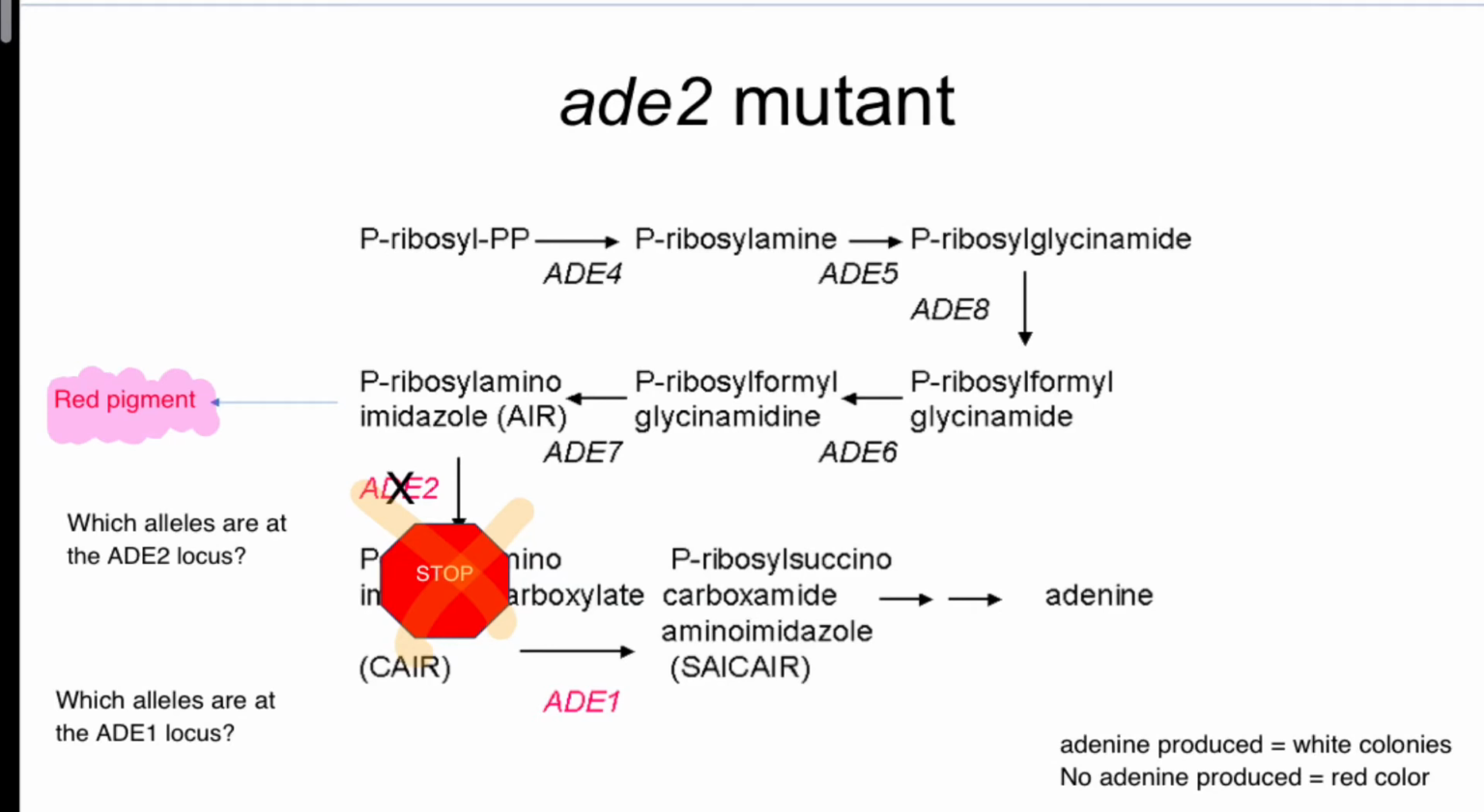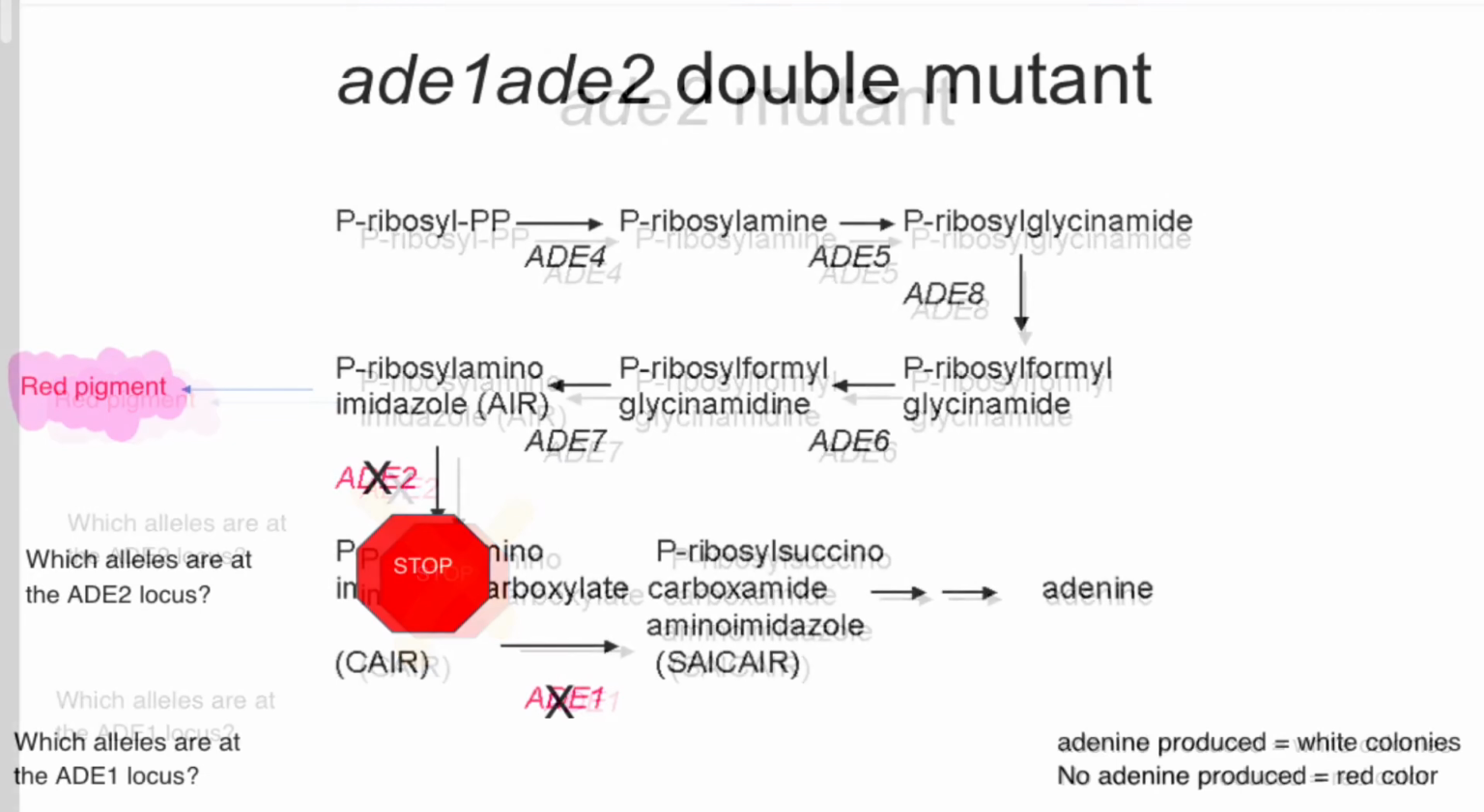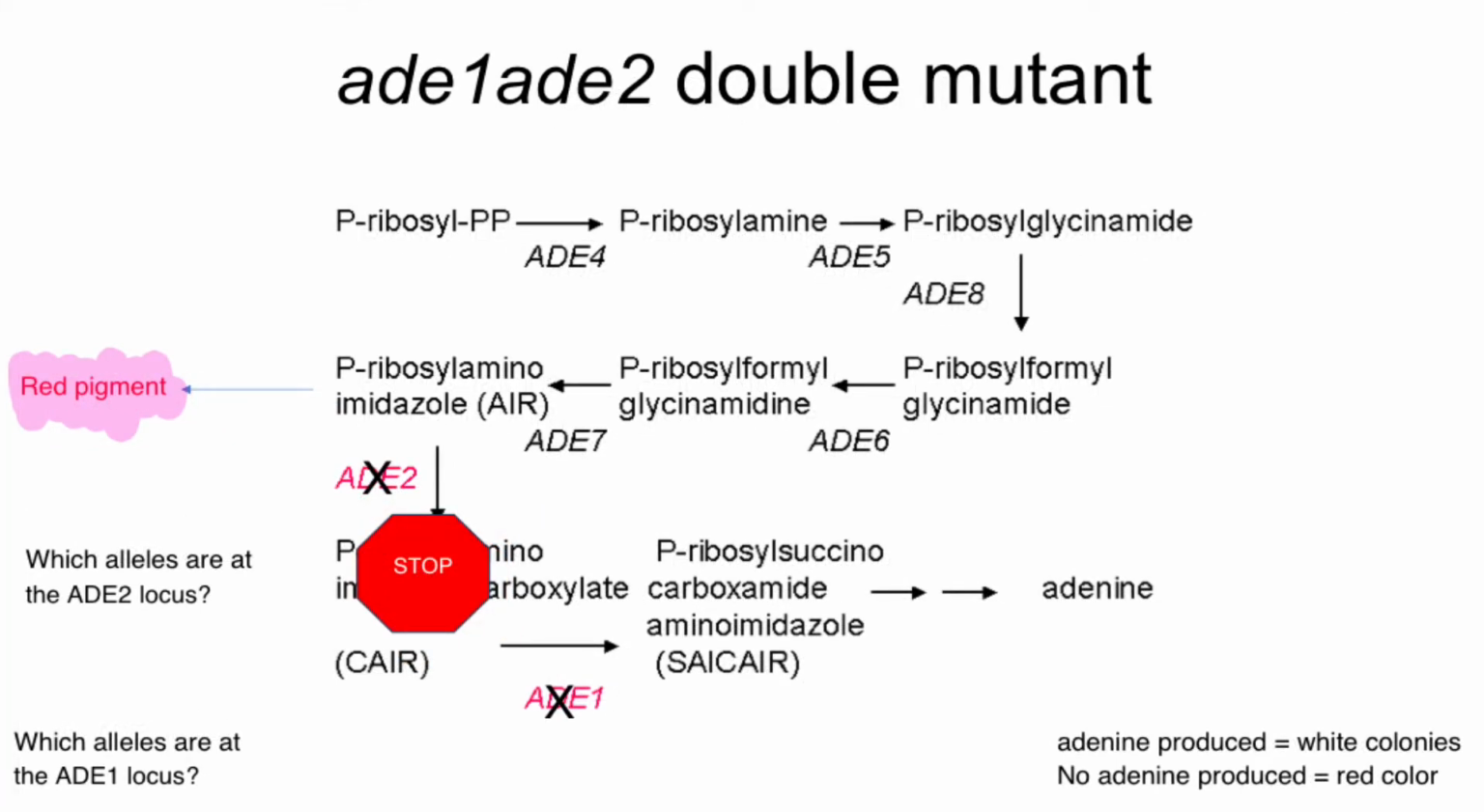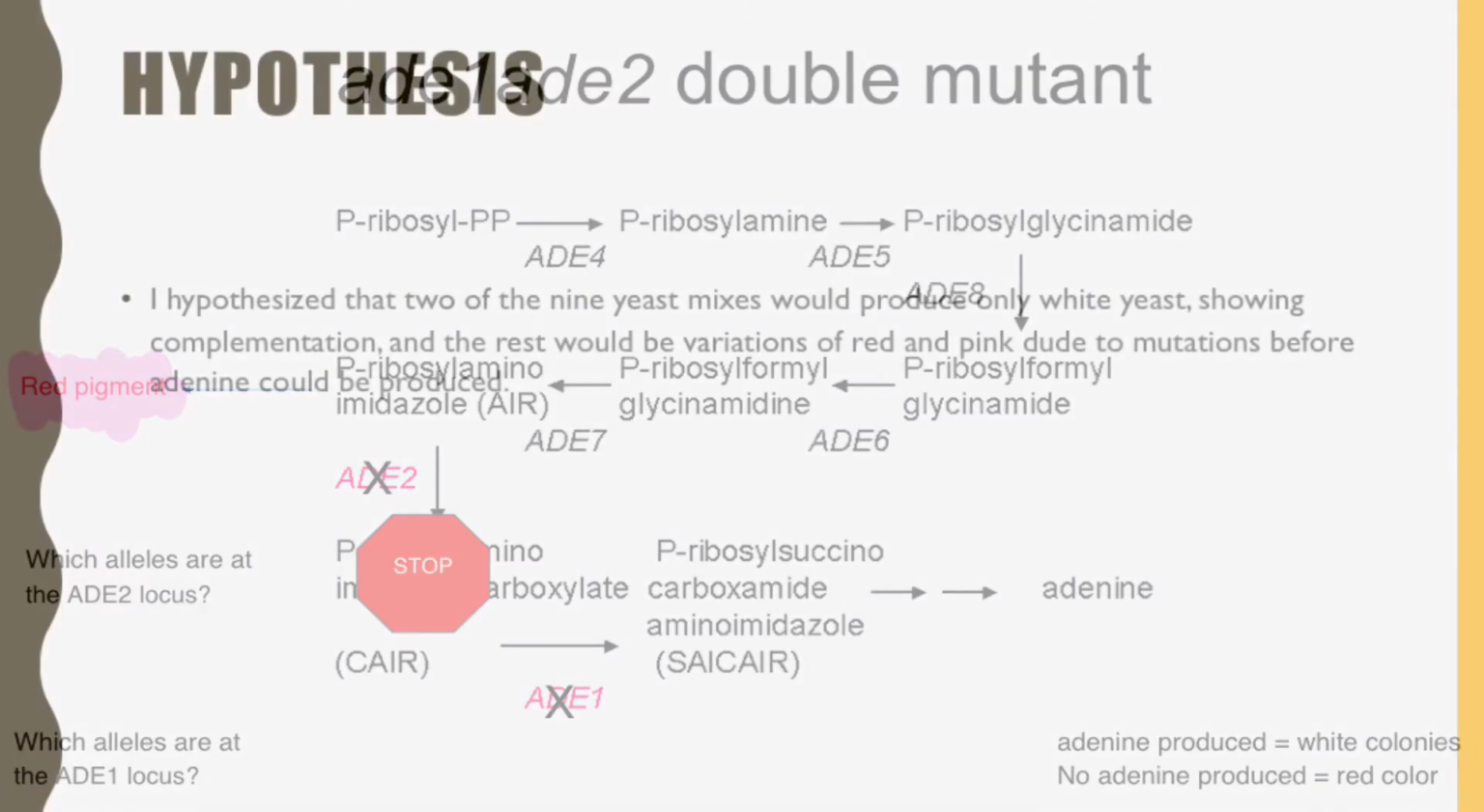This is a mutation on ADE2, which causes the pathway to stop a little bit earlier than the mutation on ADE1, but this also results in red to pink pigment due to the buildup of AIR. The final mutation is a double mutation at ADE1 and 2. Like the two mutations before, this also results in a red pigmentation of the yeast.